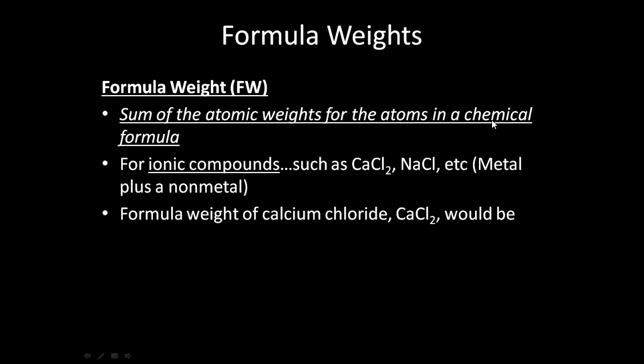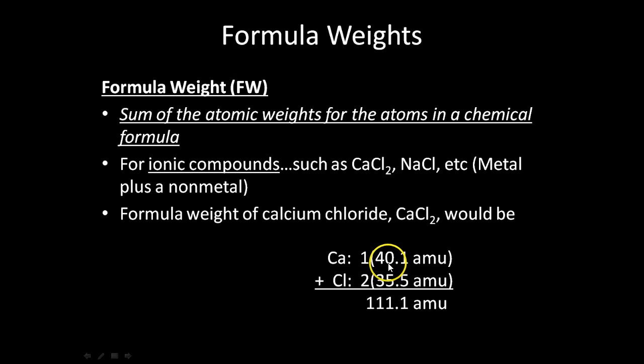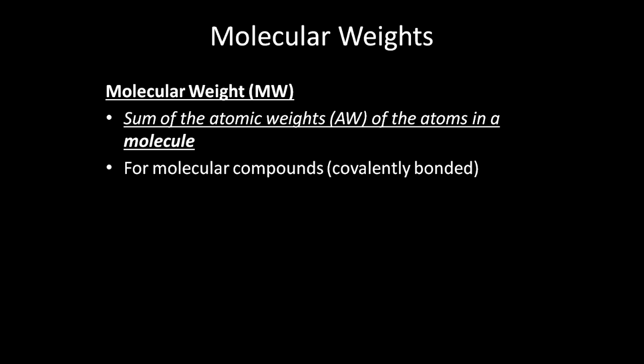So scooting back to our table, cutting down a few sig figs, there's one calcium, 40.1 AMU, plus chlorine, 35.5 AMU. But there are two of them, so we multiply that by 2, add that together, and we get a formula weight for calcium chloride of 111.1 AMU. That's how much one single ionic compound weighs: 111.1 AMU.